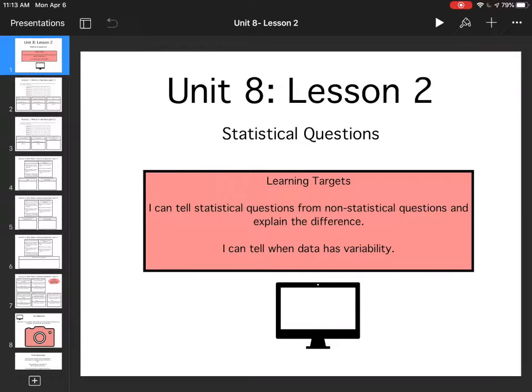Unit 8, Lesson 2, Statistical Questions. So you can tell statistical questions from non-statistical questions and you can explain the difference. You can tell when data has variability.